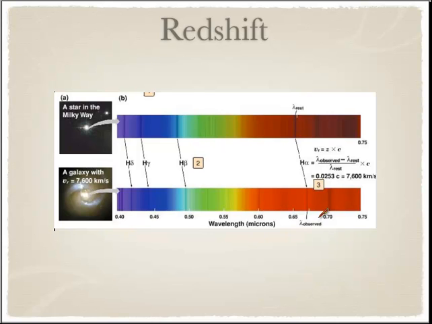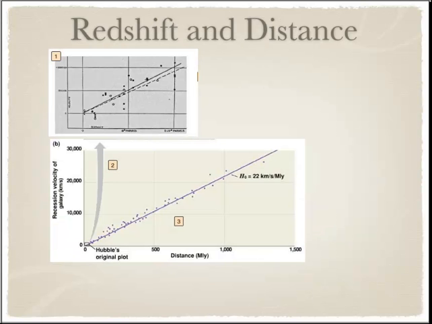And if we can find the distance, it was Edwin Hubble who first made a plot that looked like this. Essentially, the farther away a galaxy is, the faster it's moving away from us. And the fact that each of these little dots falls into this nice line, we can do the following.